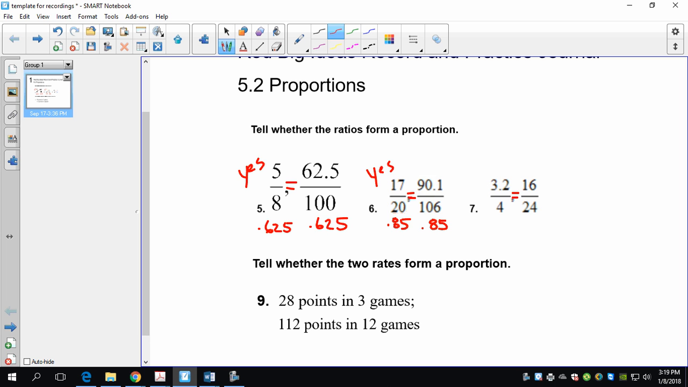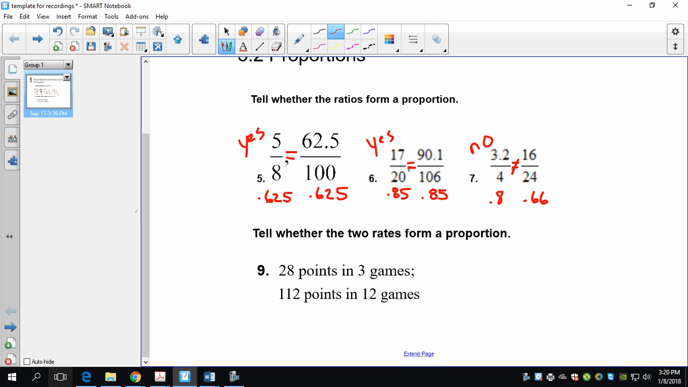For number 7, 3.2 divided by 4 is 0.8, and 16 divided by 24 is 0.66. So those two ratios are not equal, therefore they do not form a proportion. So 5 would be yes, 6 would be yes, and 7 would be no.